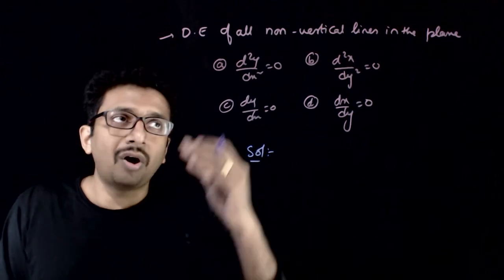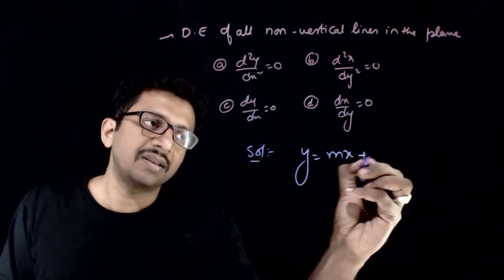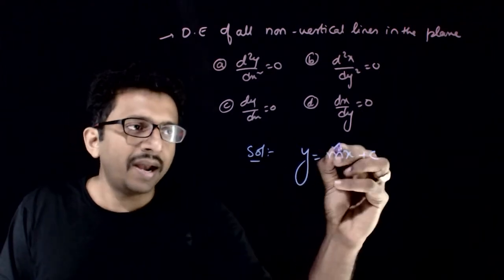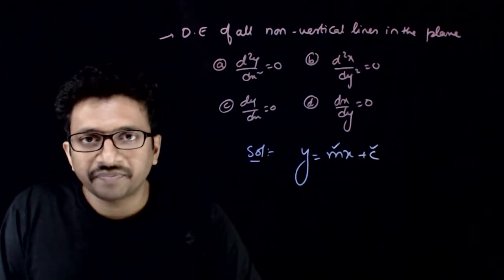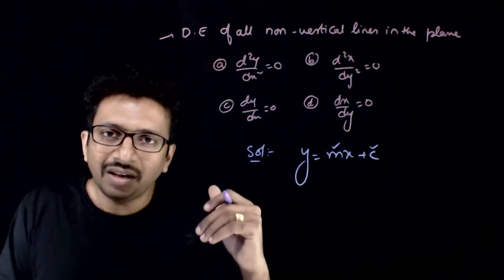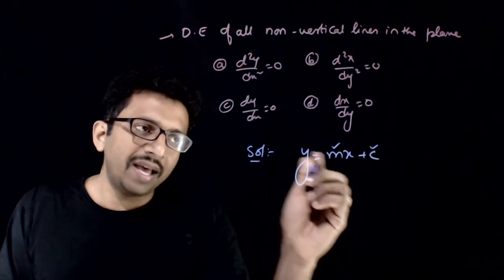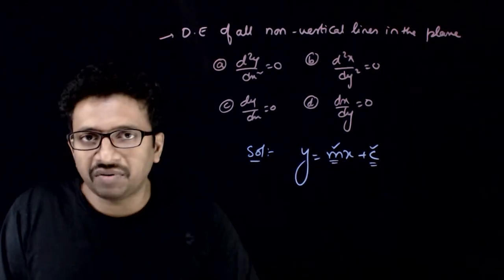So all non-vertical lines lying on the plane can be written as y = mx + c in the form where m and c are arbitrary constants. So y = mx + c represents any line which is non-vertical and which lies on the xy plane. So I just want to eliminate this m and c to get the differential equation.